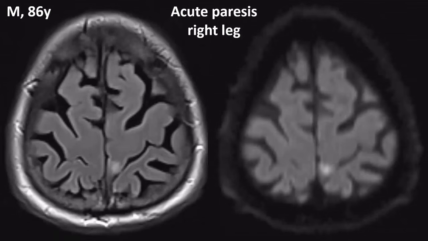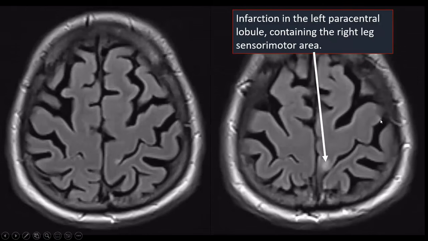This is another patient, a 60-year-old male who had an acute paresis of the right leg. And we see a small FLAIR hyperintense lesion with associated diffusion restriction. Where is it located exactly? Well, let's take one slice lower because it will allow us to identify our anatomical landmarks a bit more easily.